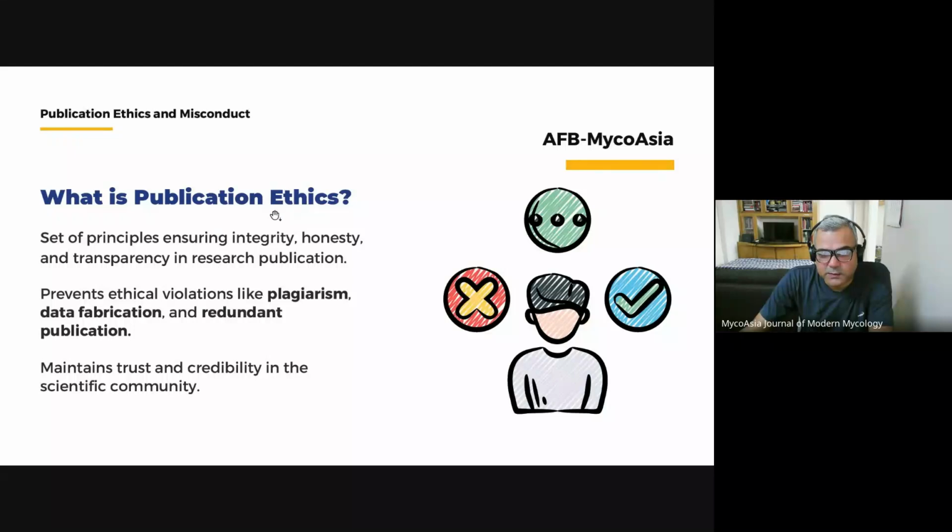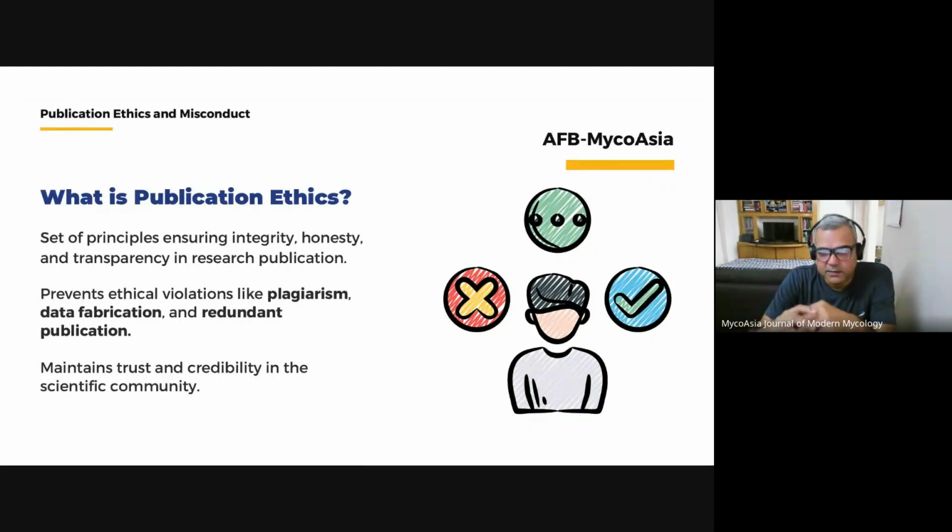So let me start explaining these keywords. Actually, what is integrity? Integrity is you are doing the right thing even when nobody is watching you. That is integrity. Integrity also means you follow your words with action. Then comes honesty. Everybody knows what is honesty. And transparency. What is meant by transparency?